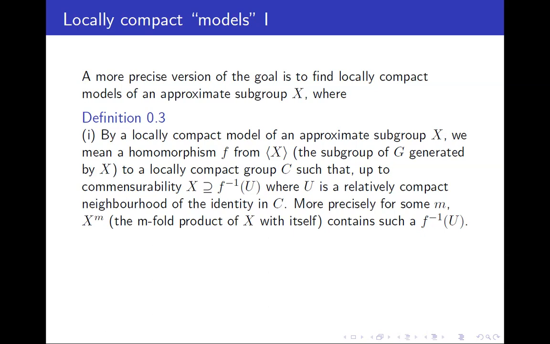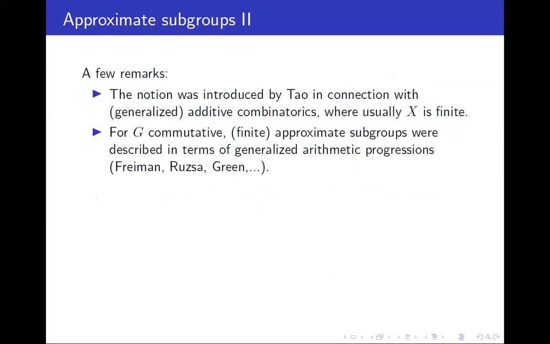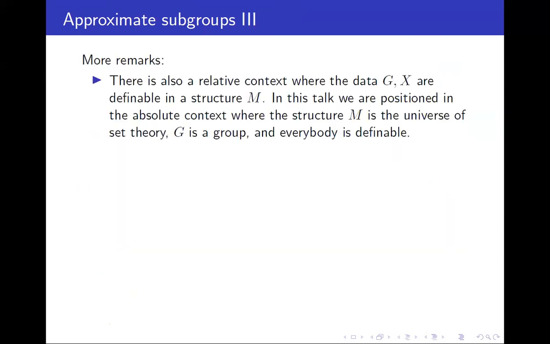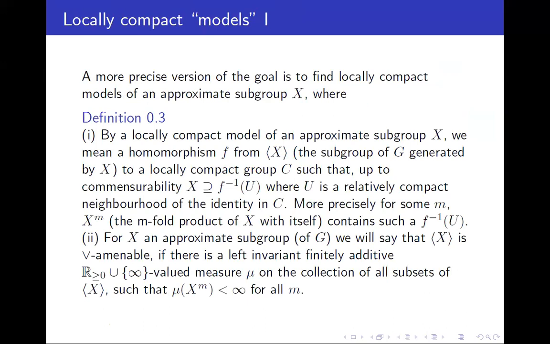Right? So suppose X itself contains the pre-image of a relatively compact neighborhood of the identity in C, maybe symmetric, then whatever X is, X will have to be an approximate subgroup, just by the example I gave before, example 0.3. Okay, I'm just saying this gives a topological explanation in terms of locally compact groups. And so that would be a locally compact model. It means up to commensurability, X comes from a relatively compact open neighborhood of the identity in a locally compact group under some homomorphism.